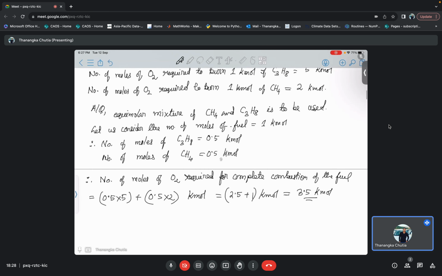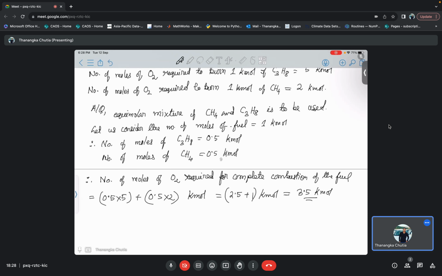Okay, now we should not calculate the number of moles, we have to actually calculate the air fuel ratio. So now we will calculate the number of moles of air. The number of moles of fuel is already 1, so the number of moles of air whatever you will get, that will be actually your answer for your air fuel ratio.